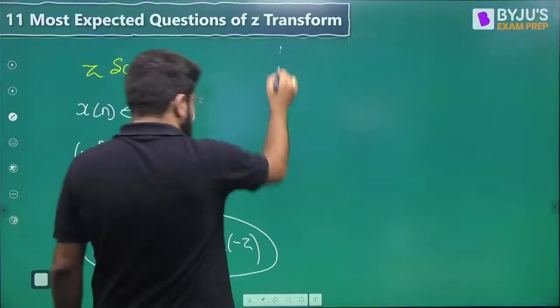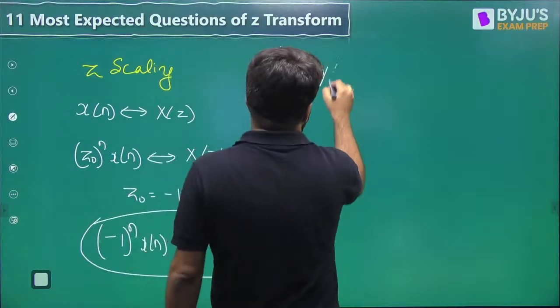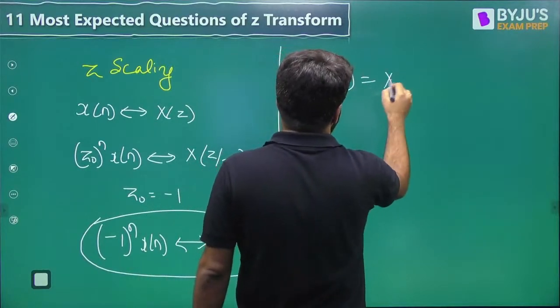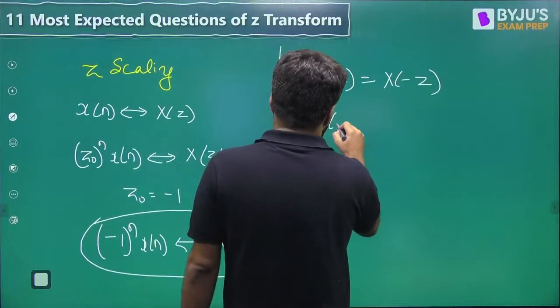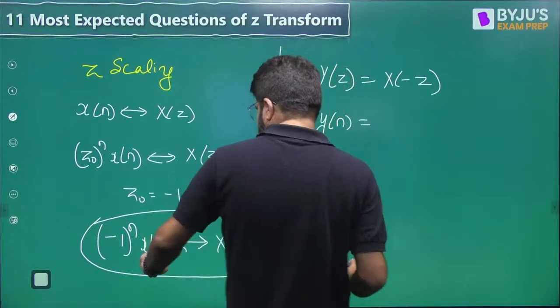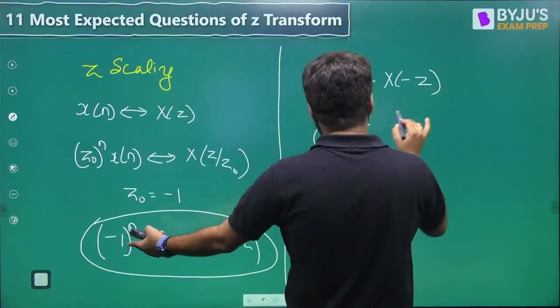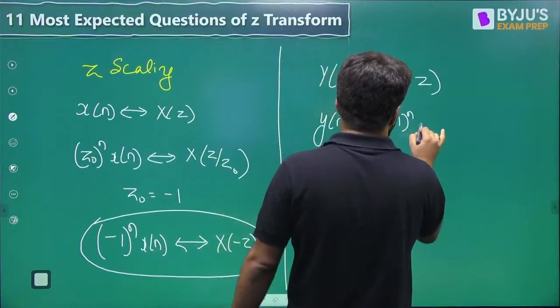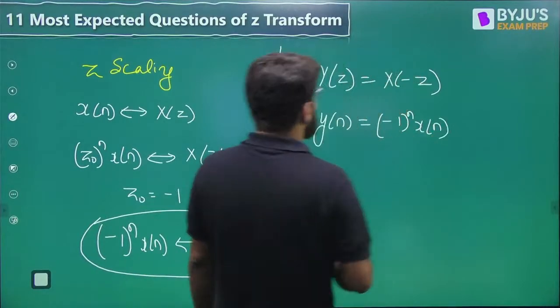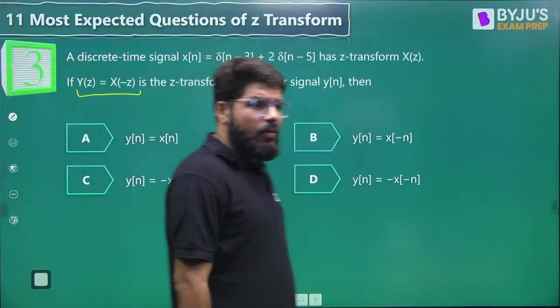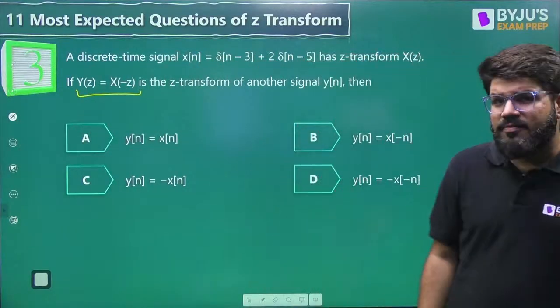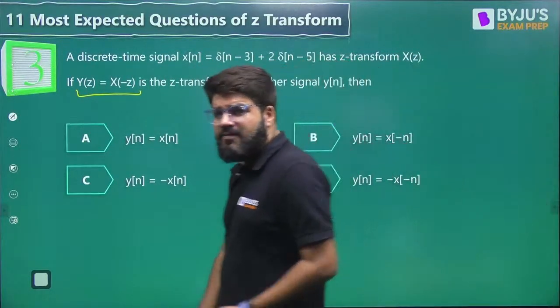Now what is given to you? Y(z) is equal to X(-z). So what should be y[n]? The inverse Z transform of X(-z) is (-1)^n x[n]. But there is no option with (-1)^n x[n]. y[n] is (-1)^n x[n], but none of the options is matching here.